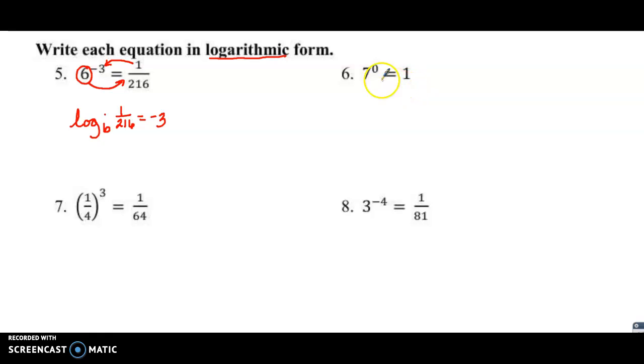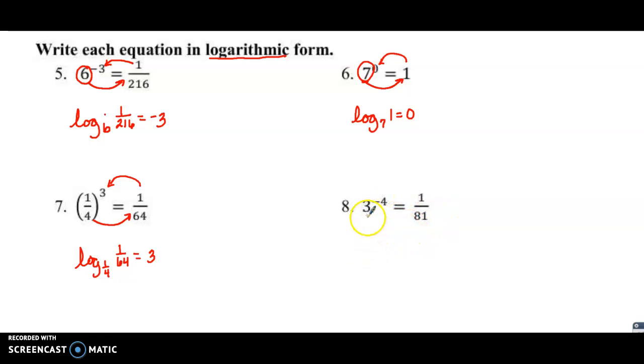If you want to write this in log form, you would start with log and your base of 7. Always look for that base. Base of 7, log base 7 of 1 is equal to the exponent 0. For this one, log, our base is a fraction. That's okay. It's a positive number. It can still be a fraction. That's all right. Log base 1/4 of 1 over 64 is equal to the exponent of 3.